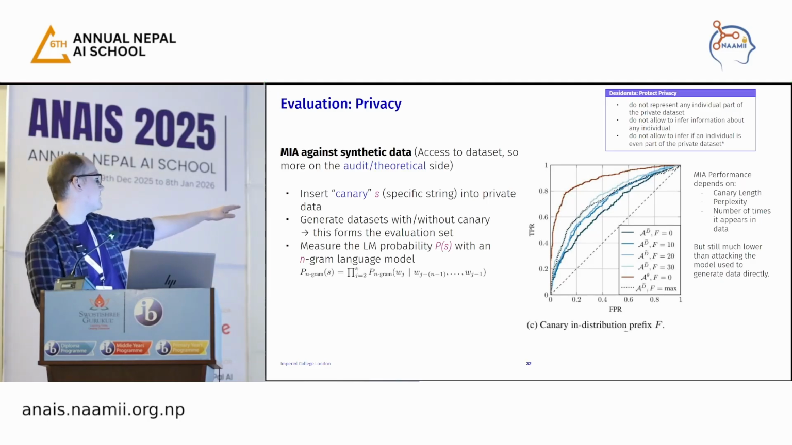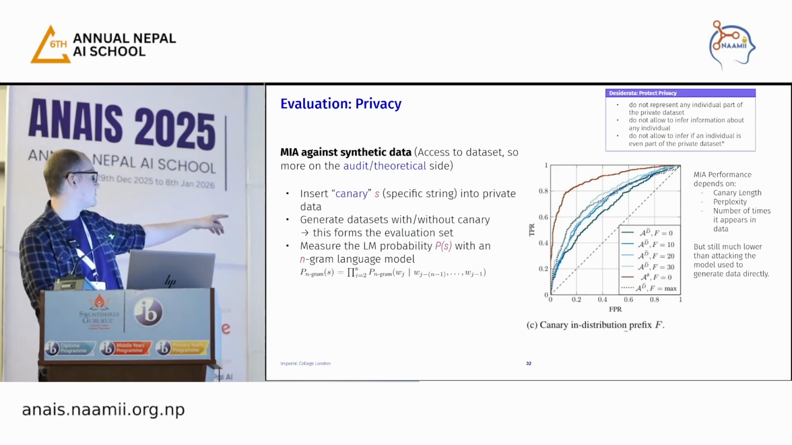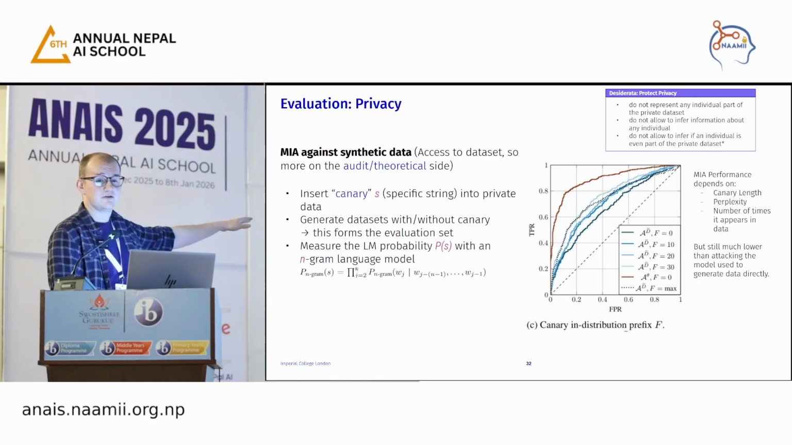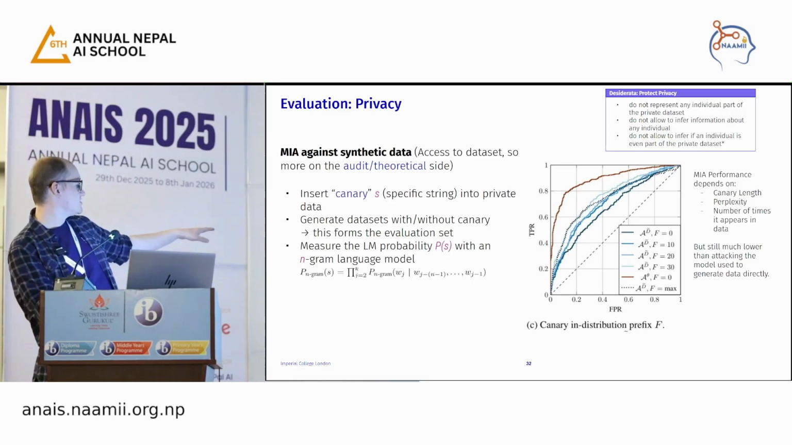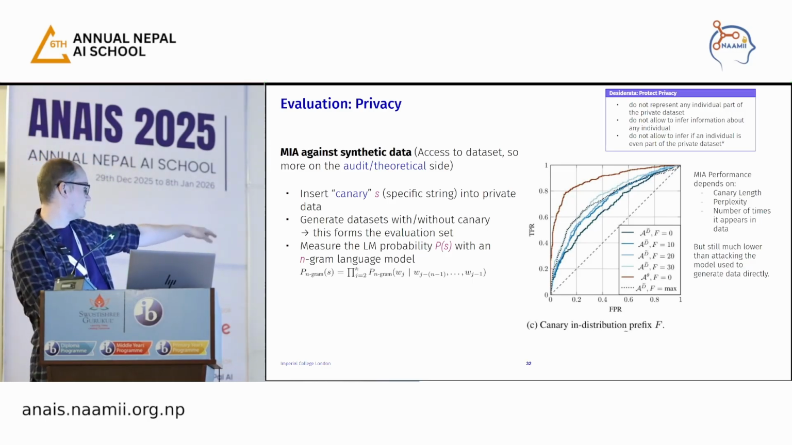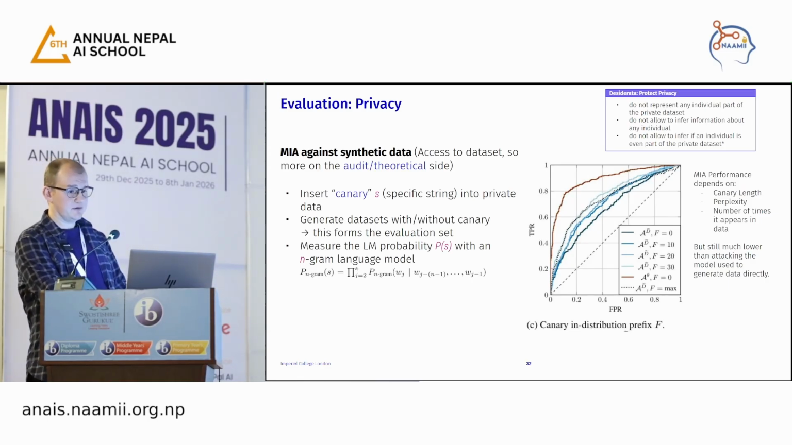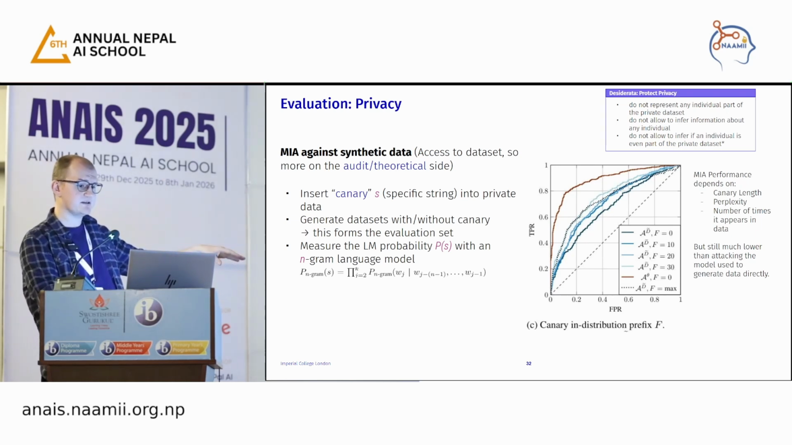And then we measure the language modeling probability of the string with an n-gram language model optimized on the synthetic dataset. So here again, we go back to the very beginning of the day, to the n-gram language models. And the intuition here is that if S, the canary S, was in the private data, then the synthetic dataset generated from this data should reflect S better, and thus assign higher probability P of S for the language model optimized on the synthetic data.